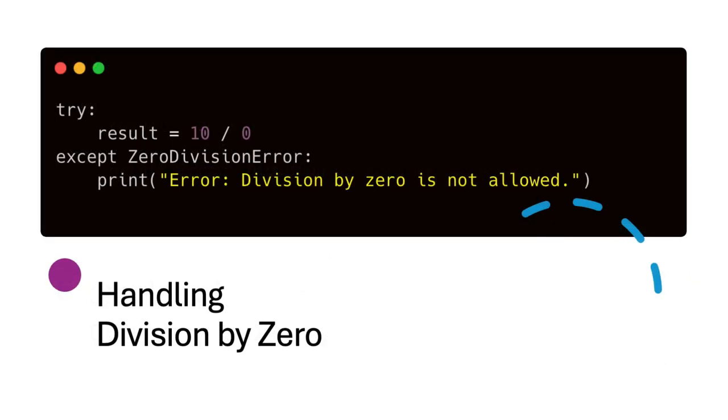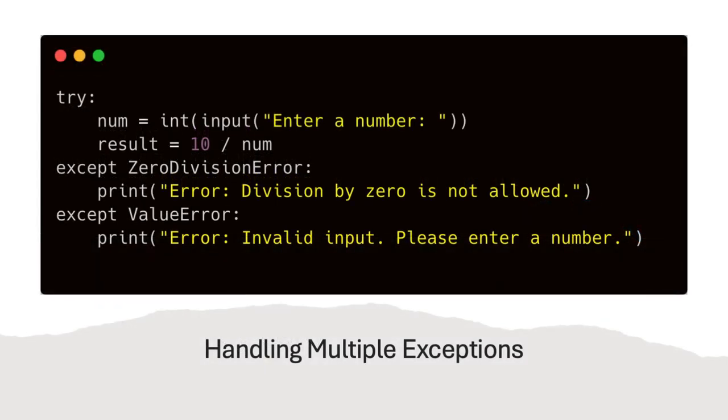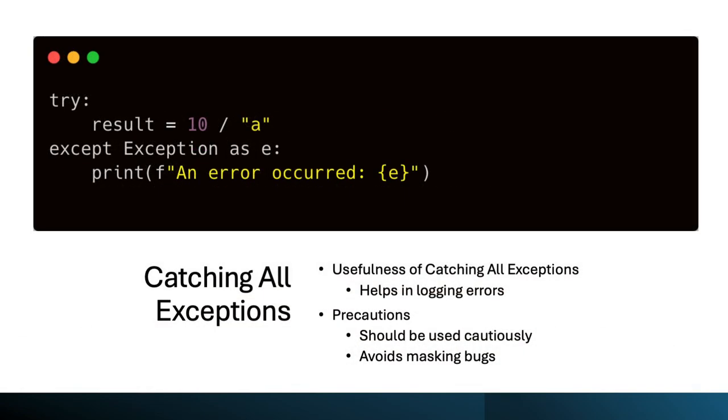This slide presents an example of handling division by zero. This slide discusses handling multiple exceptions in programming, specifically when a user enters zero. Catching all exceptions can be useful for logging errors. However, it should be used cautiously to avoid masking bugs.